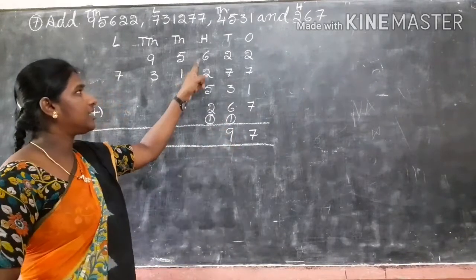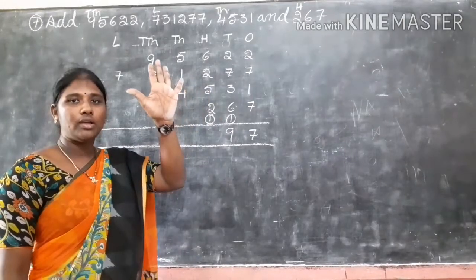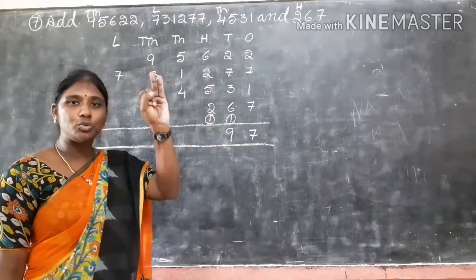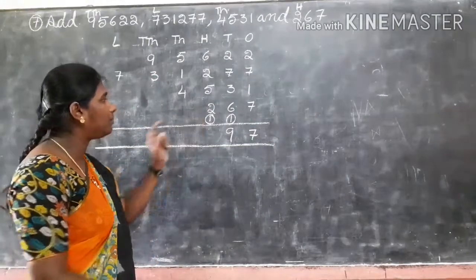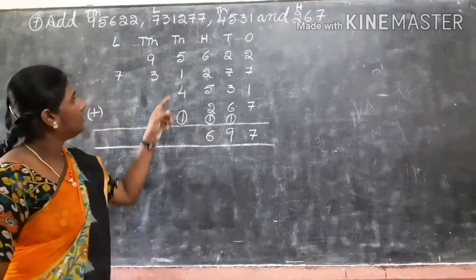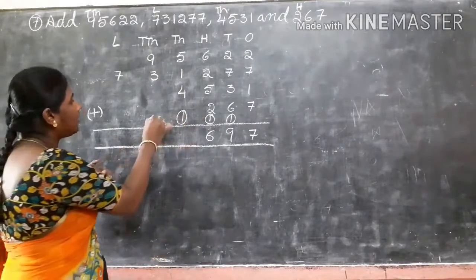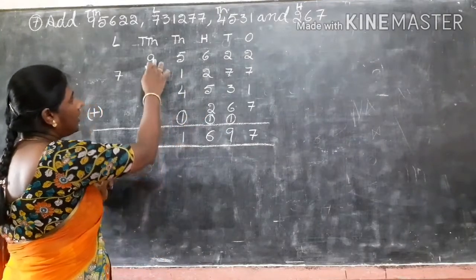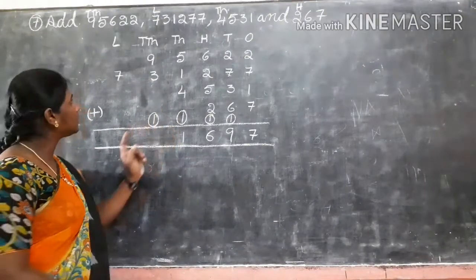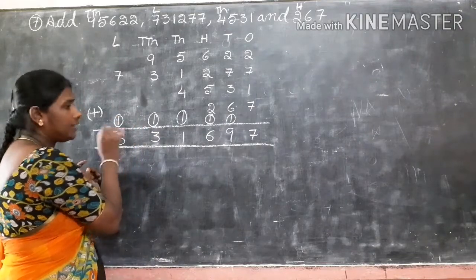Next, 6 plus 2, how much? 8. 8 plus 5. 8 after: 9, 10, 11, 12, 13. 13 plus 2: 14, 15. 15 plus 1, 16. Next one, 5 plus 1, 6. 6 plus 4, 10. 10 plus 1, 11. Here 9 plus 3: 10, 11, 12. 12 plus 1, 13. Here 7 plus 1, 8.